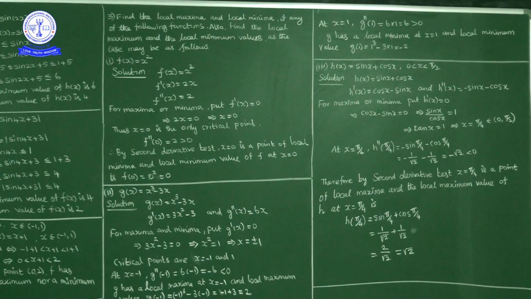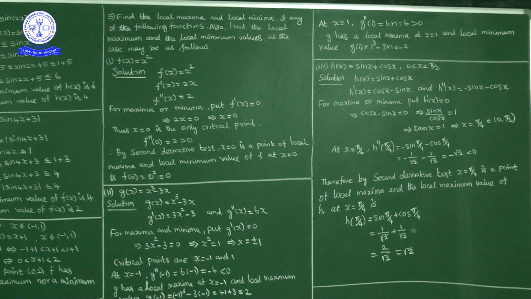So tan x equal to 1 where x is in the first quadrant means x is equal to pi by 4. Now verify the sign of h double dash of x at x equal to pi by 4. Suppose h double dash of pi by 4 is negative, then h of x has a maximum at x equal to pi by 4. Suppose h double dash of pi by 4 is positive, then h of x has a minimum at x equal to pi by 4.